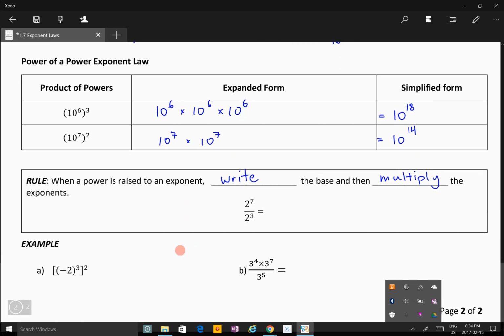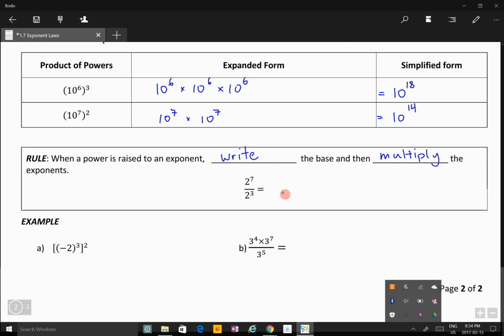Okay, so if you see, there's a little typo here, this shouldn't be here. Okay, so here's my examples. Negative 2 to the power of 3 raised to another exponent of 2. So what you have to do is write the base, negative 2, put it in brackets, and then multiply the exponents. You're going to do 3 times 2, which is 6. So negative 2 to the power of 6.